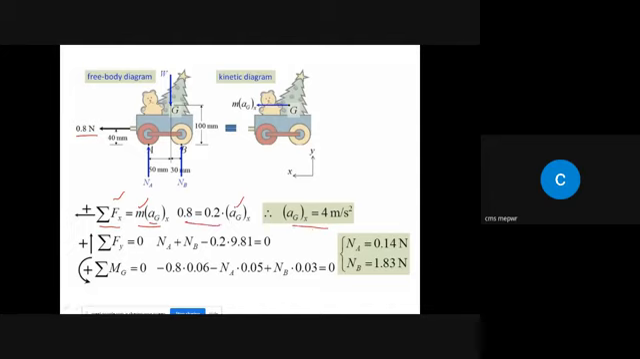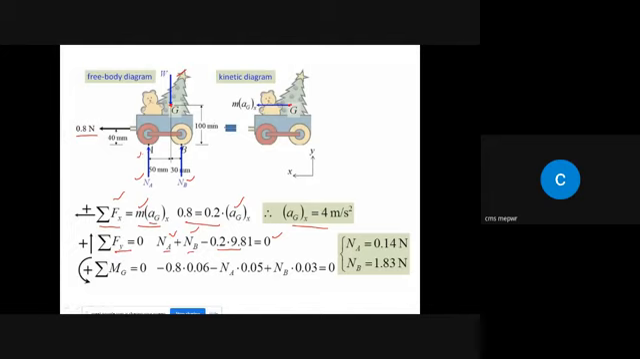Then the summation of forces in the y direction. In the y direction we have the normal forces and W, where W is equal to mg. So NA plus NB equals mg. But this equation has two unknowns, so it cannot be solved completely. So let's write another equation, the summation of moments about point G or about any other point. Initially, consider it about point G.